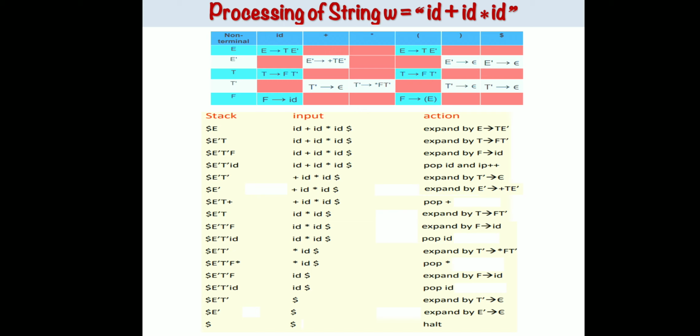Similarly, the rest we will do, and in the last, if there is E dash and T dash, they both are expanded by null, because I have to make it empty, meaning the stack and the input must get empty. After that I will make it halt, or we will stop the processing. So this is all about how a string is processed using a predictive parser.